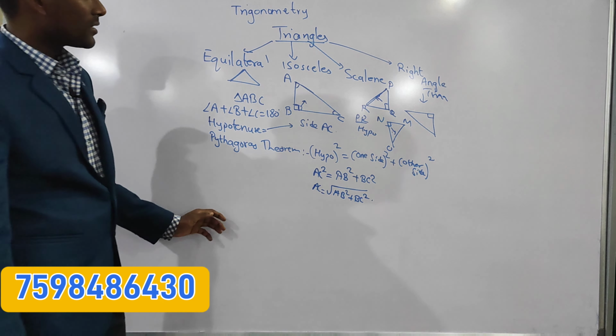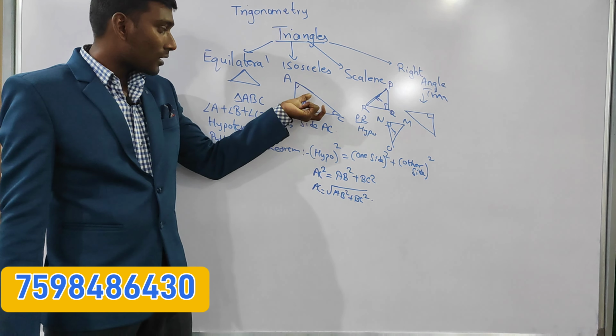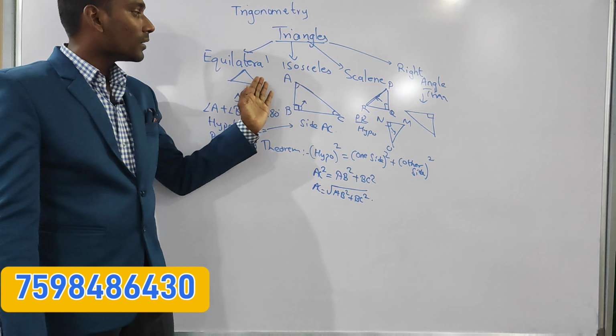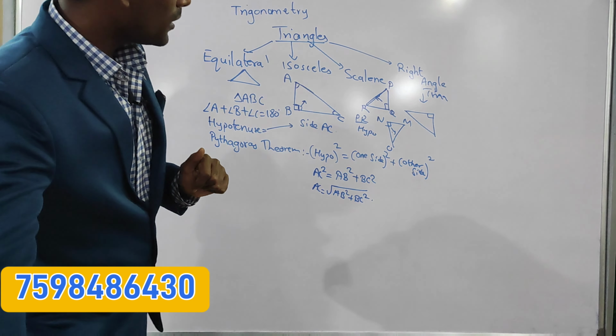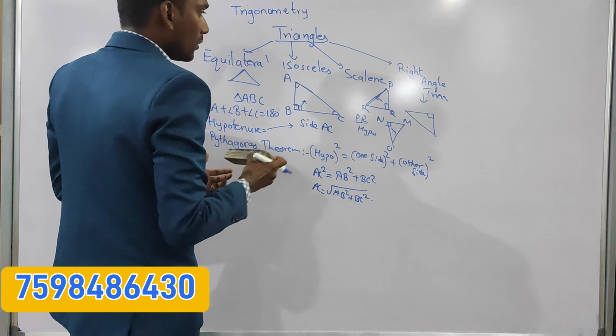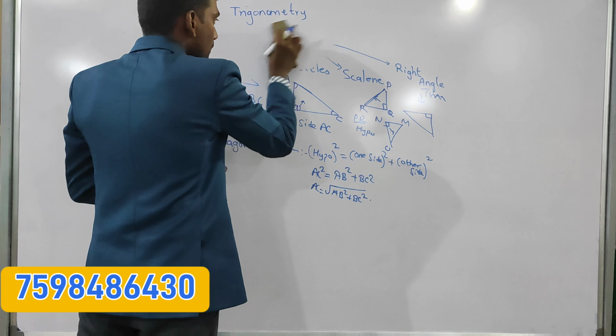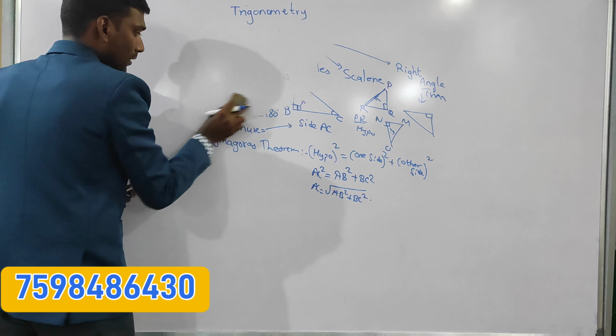These are some things that you need to keep in mind when you are going to solve trigonometry questions. What is the hypotenuse? What is the Pythagoras theorem? This is how trigonometry begins. I hope you understood what a right angle triangle is. Now let us try to solve some basic questions.